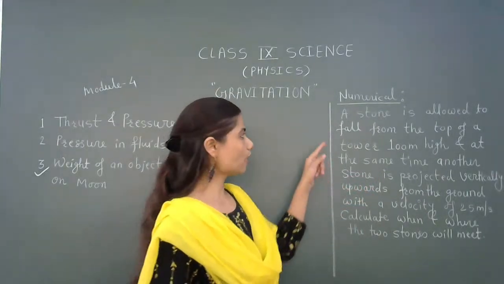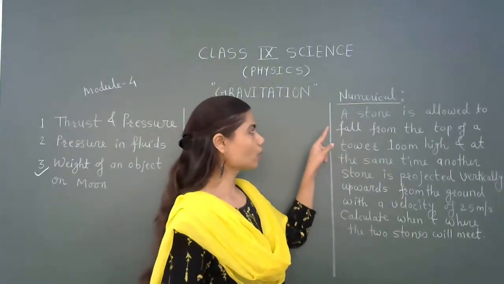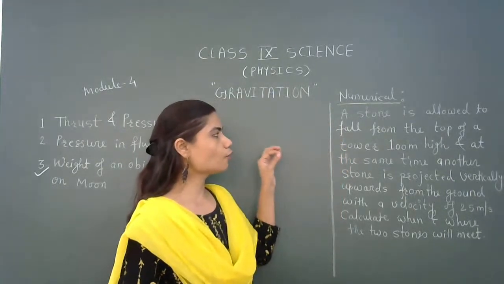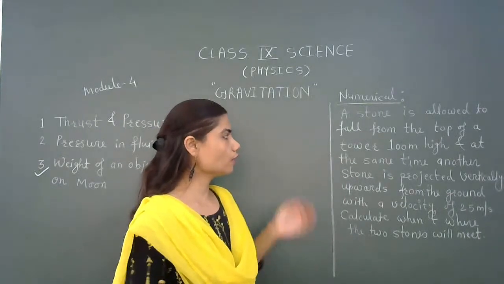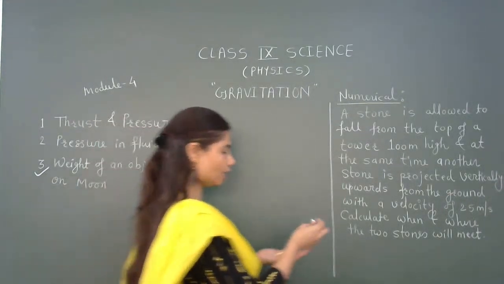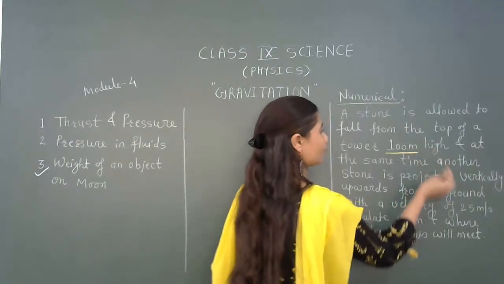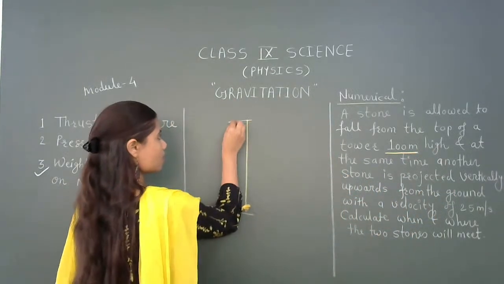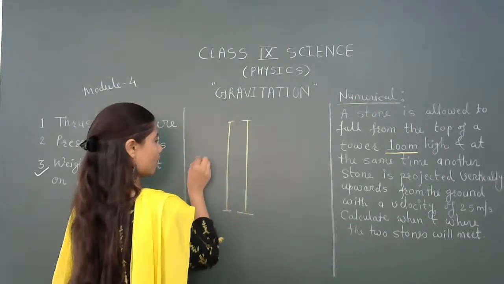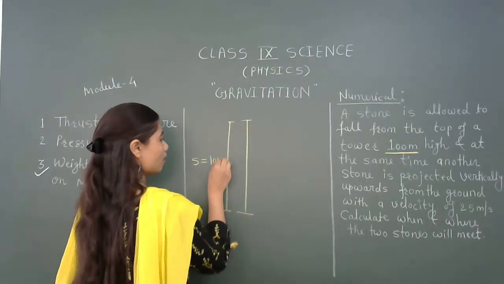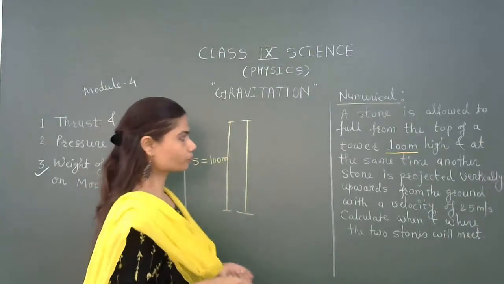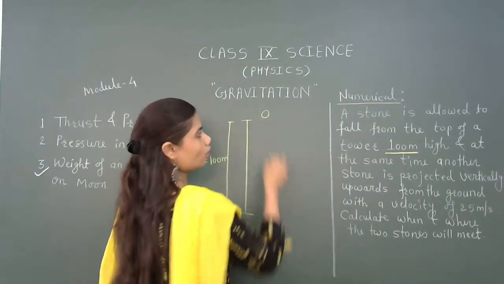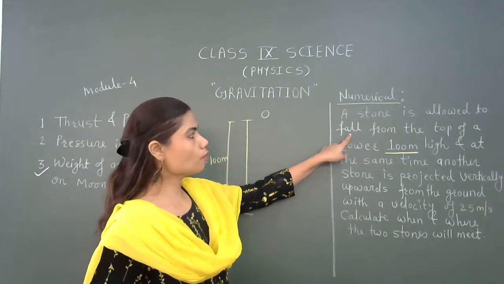Okay, so pay attention. I have already written your numerical. A stone is allowed to fall from the top of a tower 100 meter high. Suppose we have a tower which is 100 meter high, S is equivalent to 100 meter. So a stone is allowed to fall from the top.